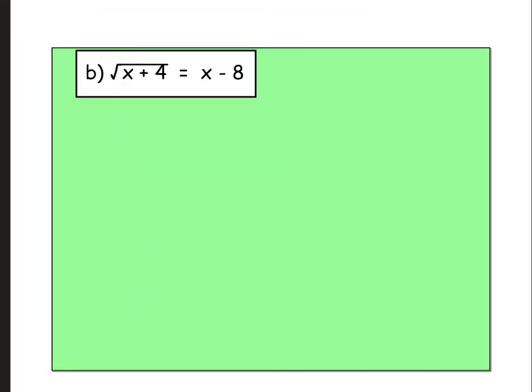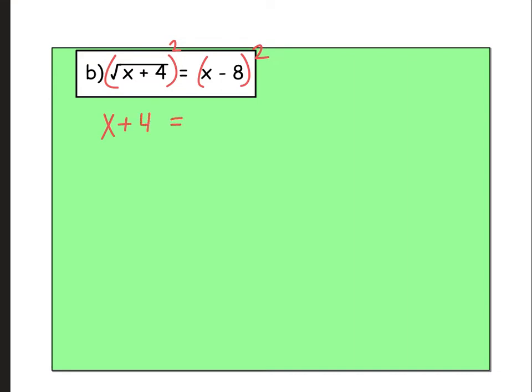All right, let's take a look at another one here. So we have the square root of x plus 4 equals x minus 8. Okay, so this one has x's on both sides, so we're going to have to be careful with that. But now notice the side that does have the square root is already by itself. Okay, so we are ready to right away go ahead and square both sides of this equation. Okay, the left side, squaring it's just going to undo the square root.